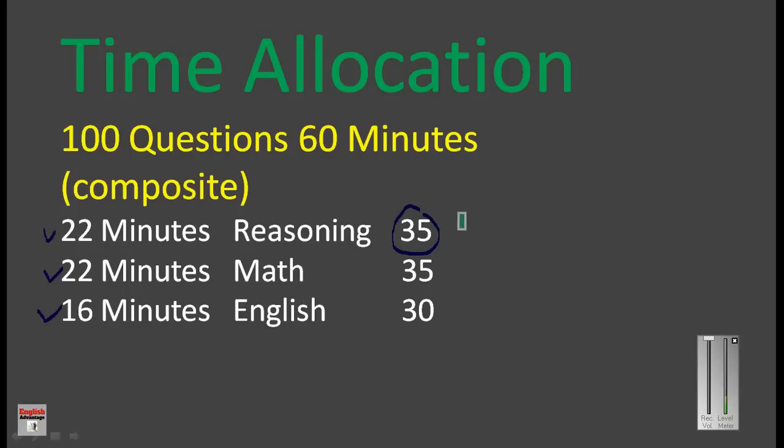Okay, so in this much time you have to solve these many questions. In 22 minutes you have to solve 35 questions of reasoning, in 22 minutes you have to solve 35 questions of maths, and in 16 minutes you have to solve 30 questions of English. So this is the best time allocation, and this is based on the feedback given to me by the rankers of the SBI PO exam last year.